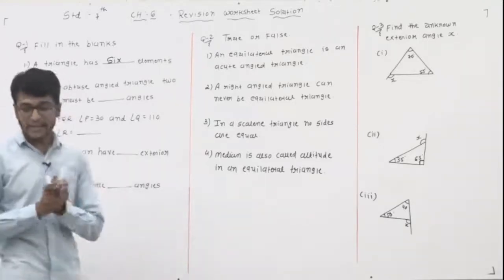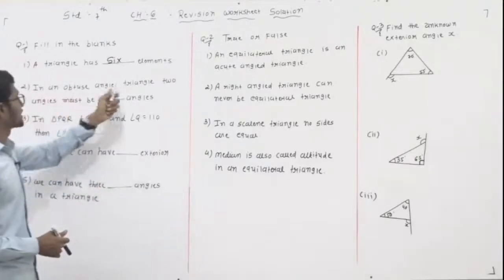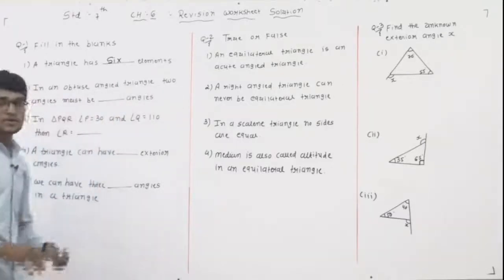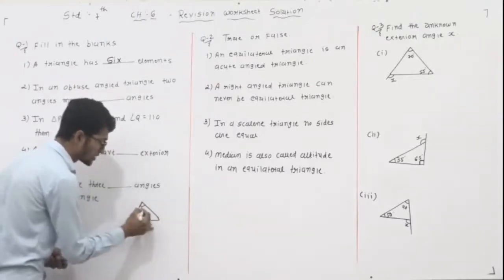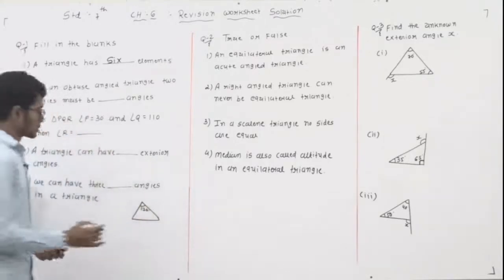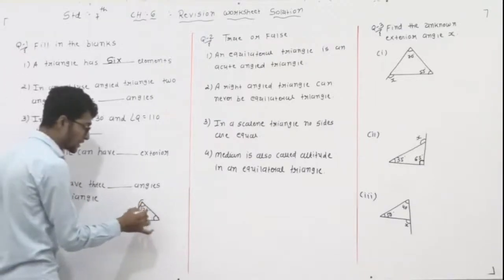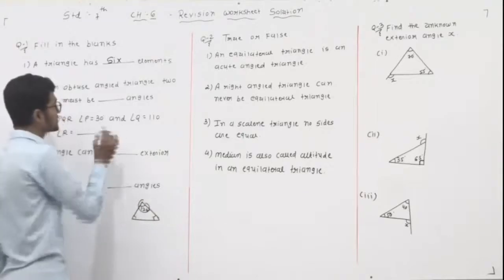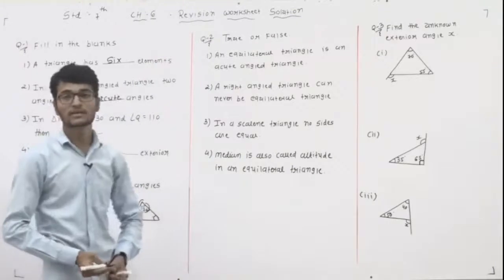In an obtuse angle triangle, the 2 angles must be which type? Suppose, dear students, you are given one triangle. Suppose this angle is the obtuse angle, which means 120. Then one angle is 120, so the other 2 angles are less than 120. It means these 2 angles are acute angles.